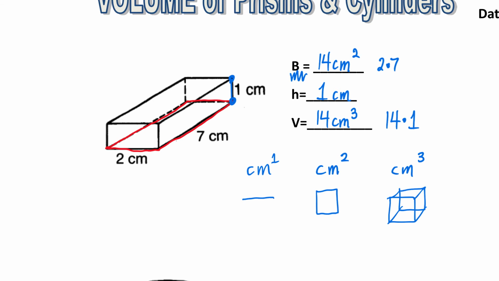Another way to think about it is, I'm not going to say centimeters cubed, although that's fine. I'm going to say cubic centimeters. Cubic centimeters is the way I'm going to say that, because what would happen is if you had a cube that was a centimeter by centimeter by centimeter, it would take 14 of those to fill this thing up right here. All right.